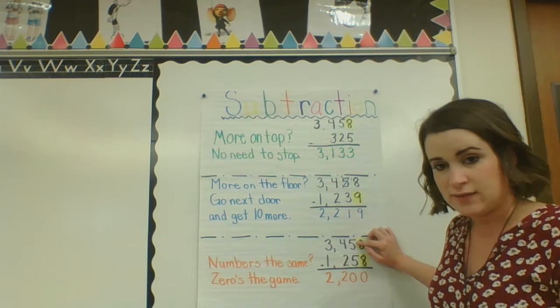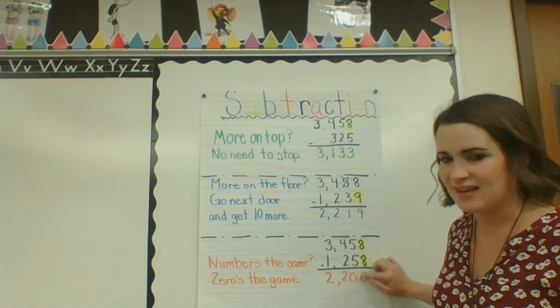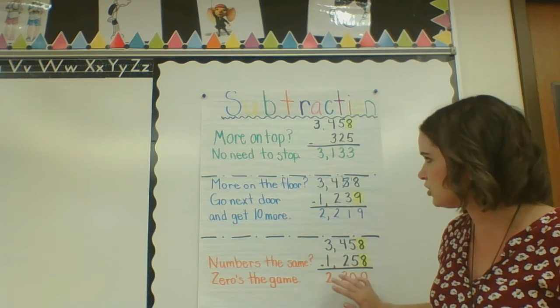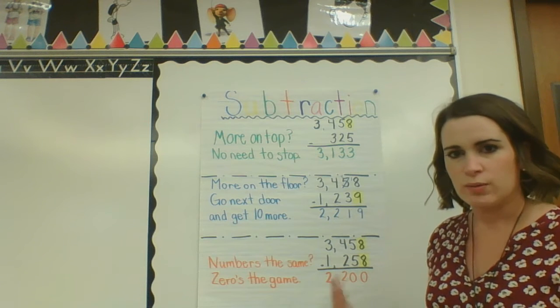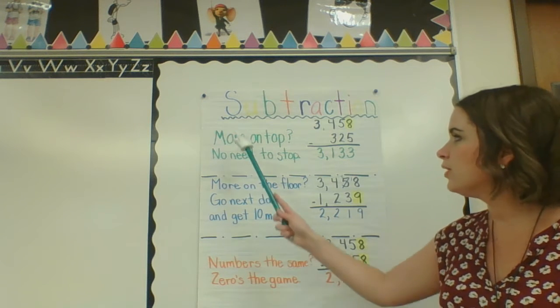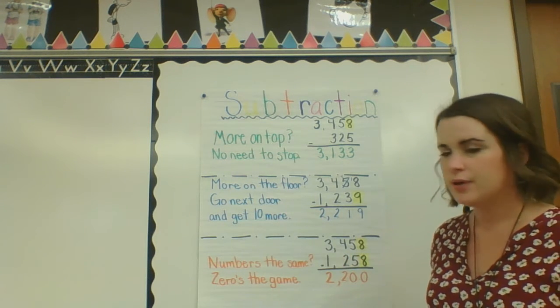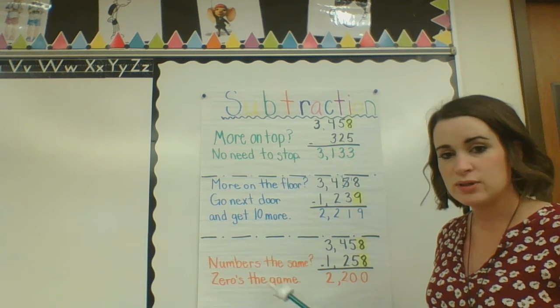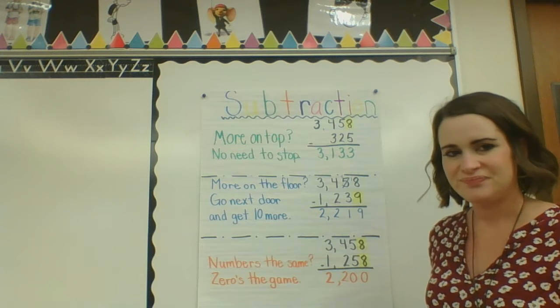Next, subtract my 10s, 5 minus 5, same number again, I get 0 again. And 4 minus 2 is 2, and 3 minus 1 is 2. Okay, I'm gonna run through that poem again real quick with you. More on top, no need to stop. More on the floor, go next door and get 10 more. Number is the same, 0 is the game.